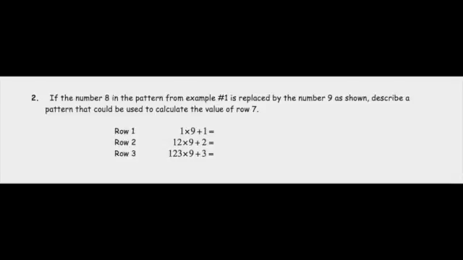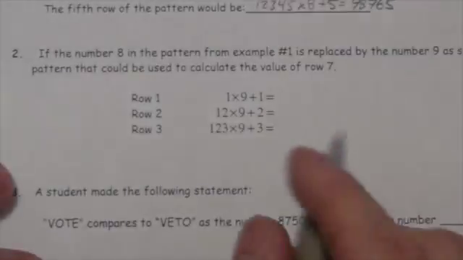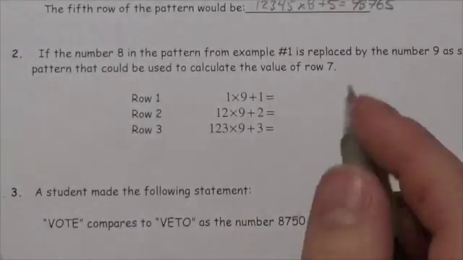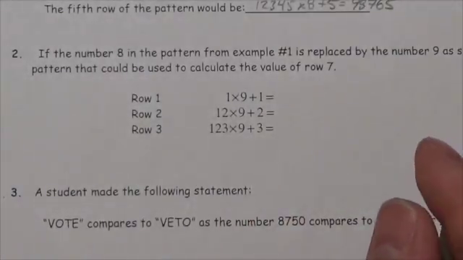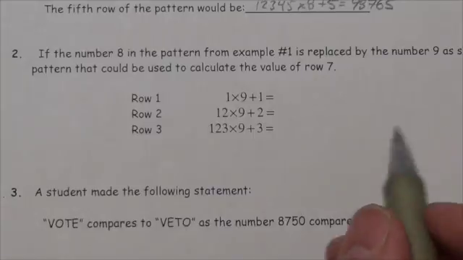If the number 8 in the pattern from the first example is replaced with the number 9, as shown below, describe the pattern that could be used to calculate the value of the 7th row. Okay, so the best way to figure out what's going on here is to actually investigate what the pattern is, what we're seeing here.